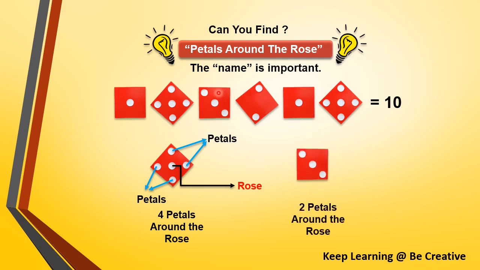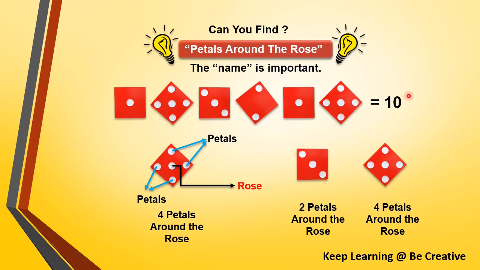Similarly, if you observe this die, you can see we have 2 petals around this rose. This is the rose and these 2 are the petals around it. Then in this die, we have again 4 petals around the rose. Now if you observe, this die has a rose but does not have petals. Similarly, in this die, we have the petals but we don't have the rose. In this again we have the rose but we don't have petals. So here we have 4 petals, here we have 2 petals and here we have again 4 petals. The total sum comes out to be 10.